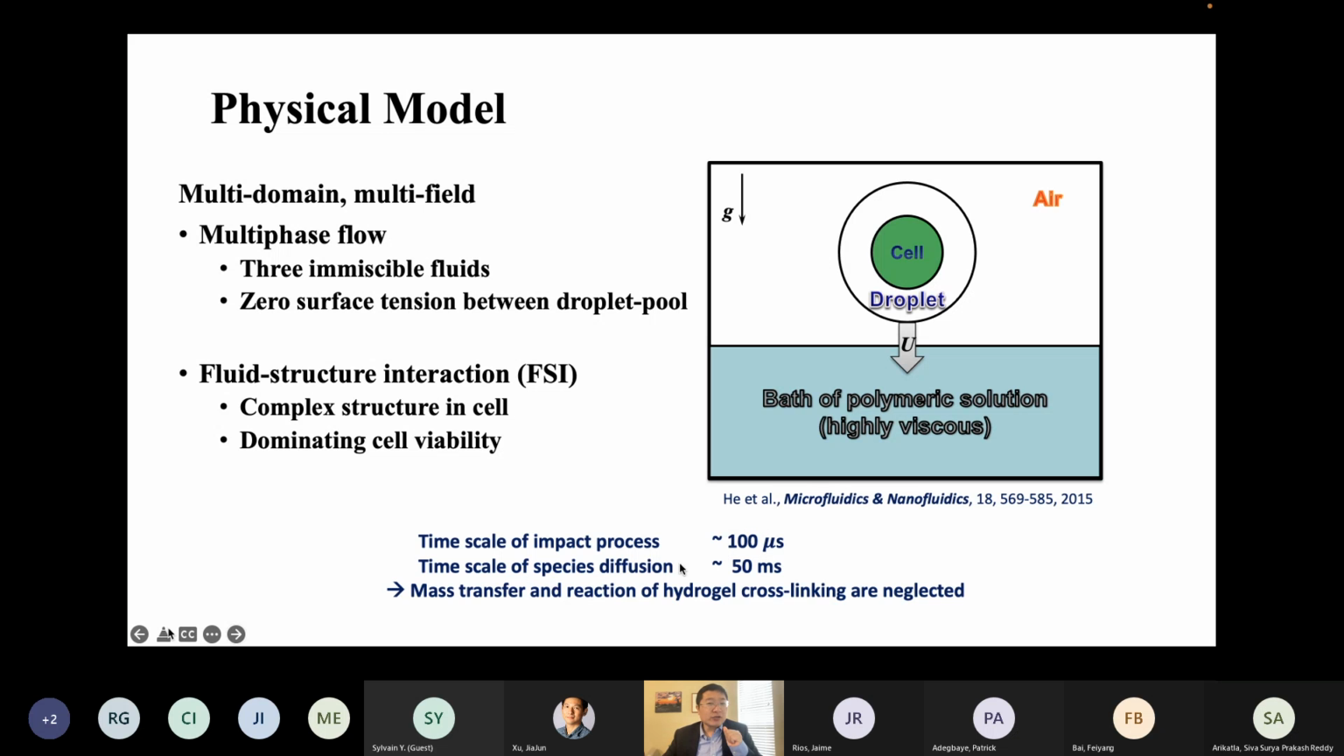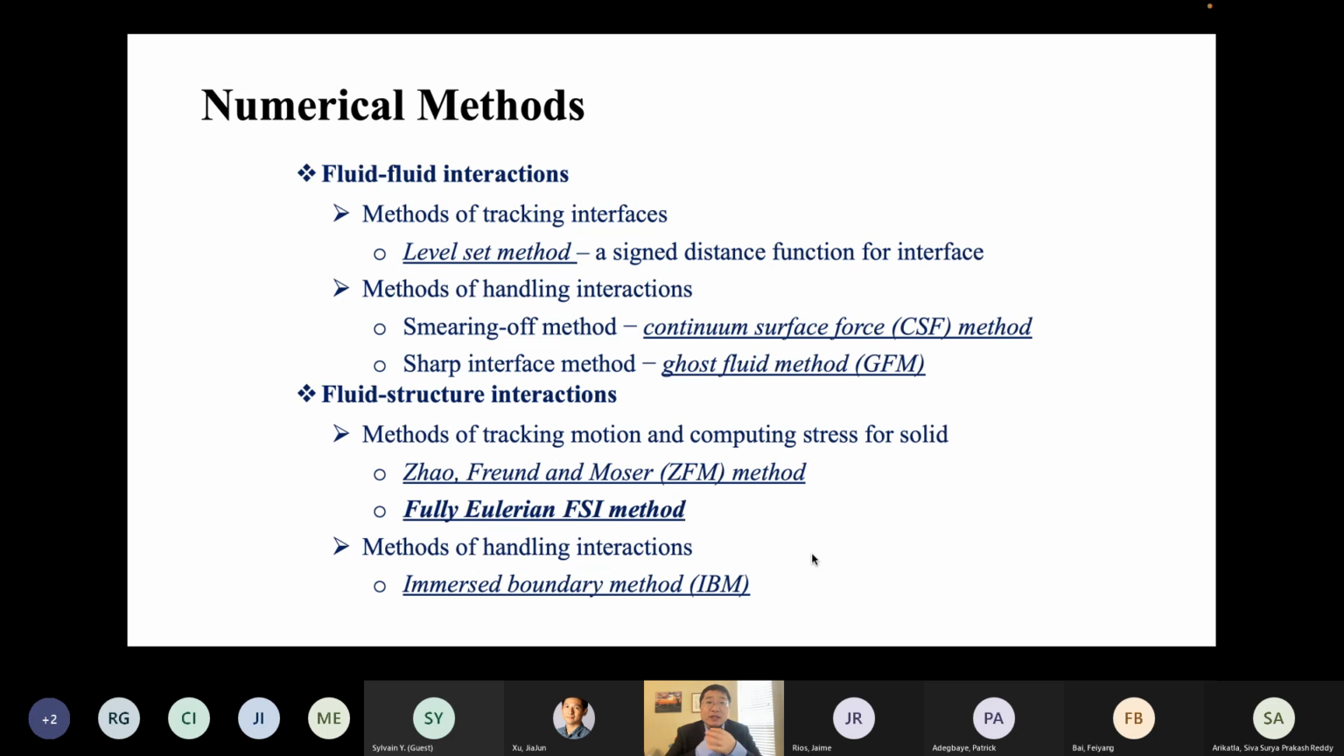Well, will the mass transfer affect cell viability? It may affect, but we will just focus. In this study, we limit our study to trying to see whether the cell can sustain during this 3D printing process. So we focus on this 100 microsecond. The numerical methods in this study are relatively complex, so I'm not going to dig into all the details of the process. Okay, so very brief.